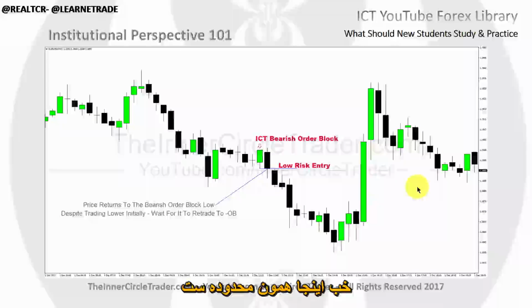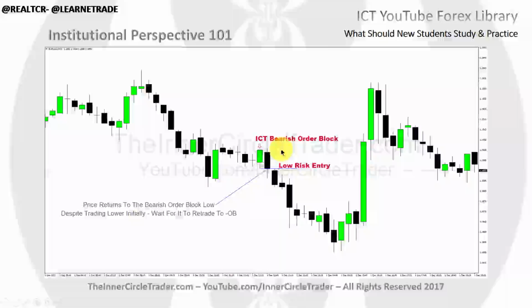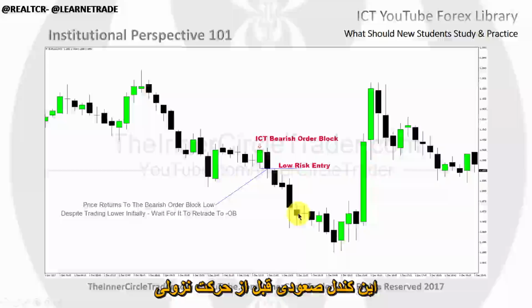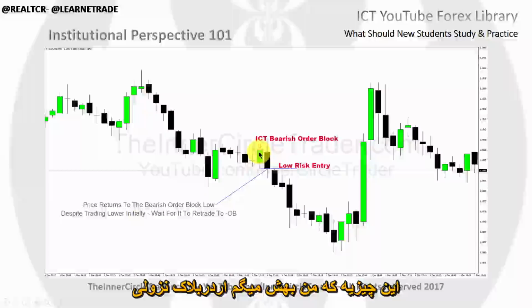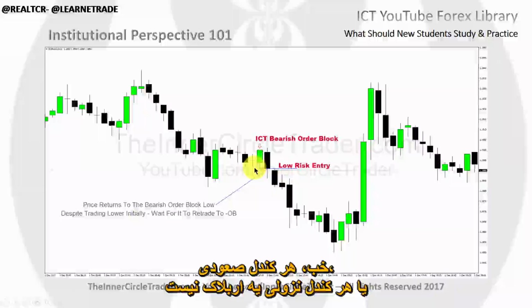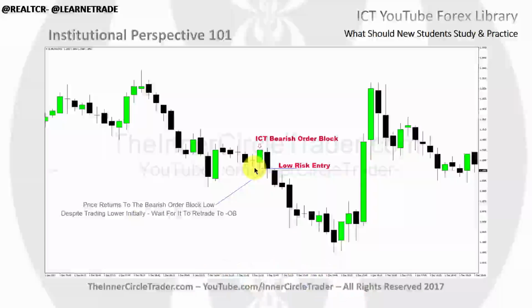So this is that section of price action. We just zoomed in, and I want you to look at this. The up candle right in here prior to this down move, this is what I refer to as a bearish ICT order block. Now, every up close candle and every down close candle does not make an order block.